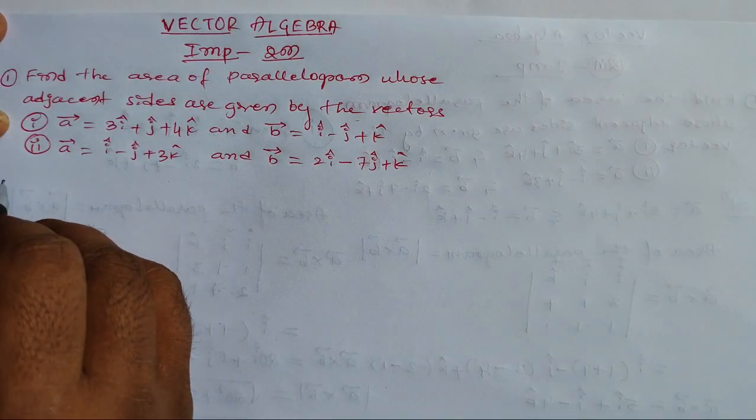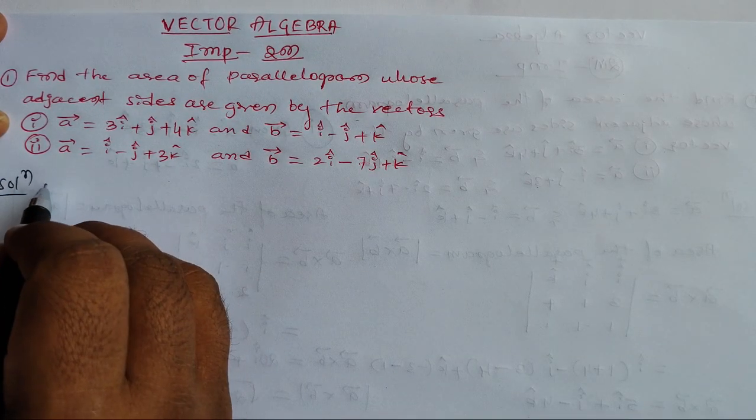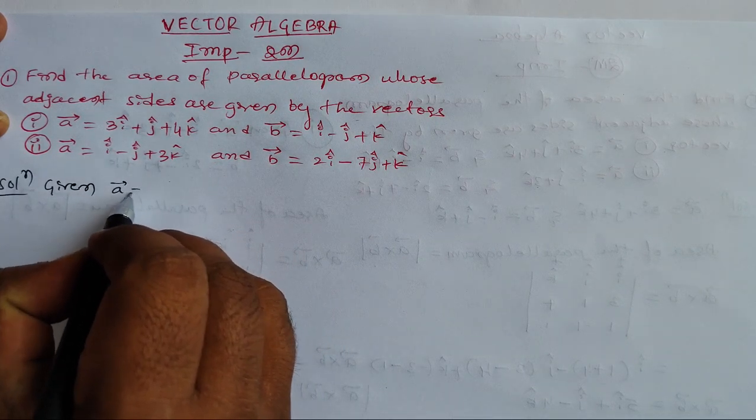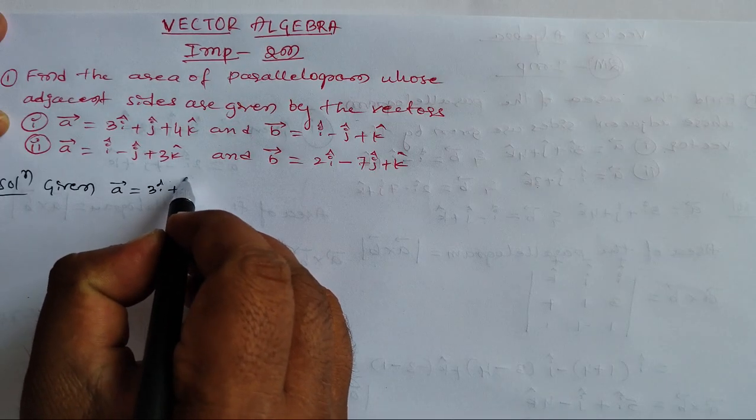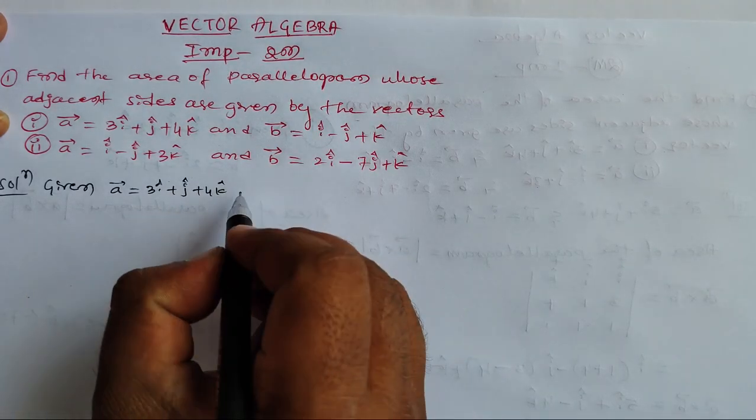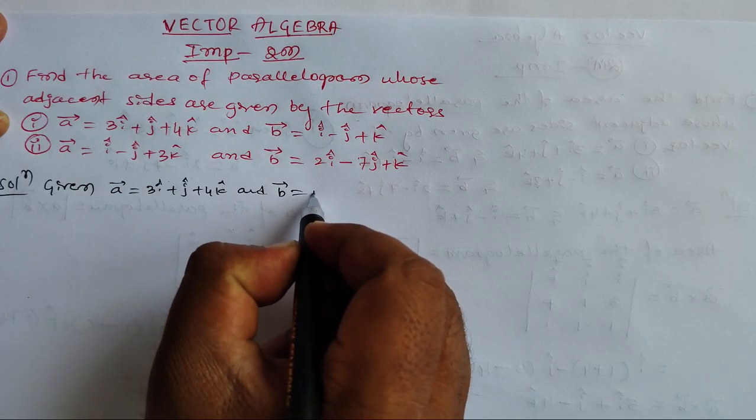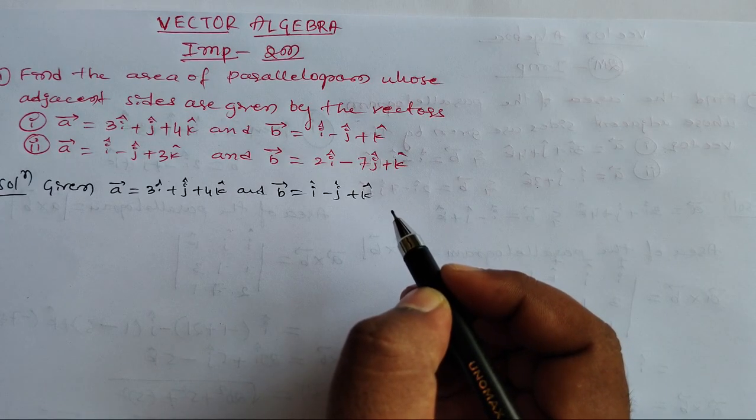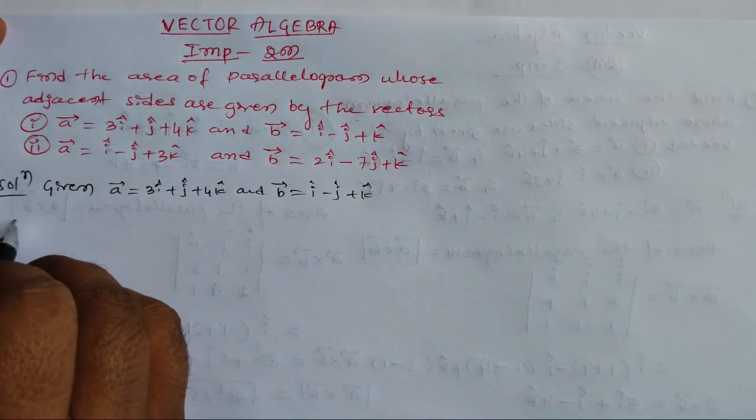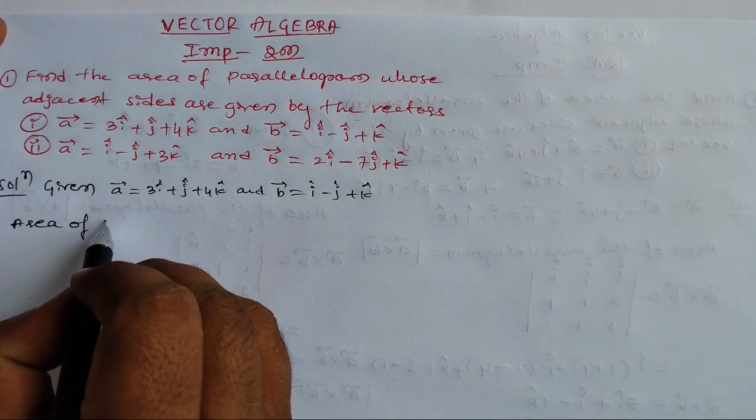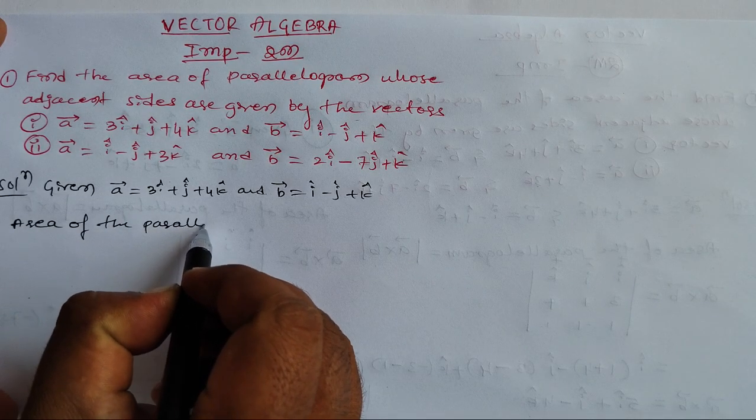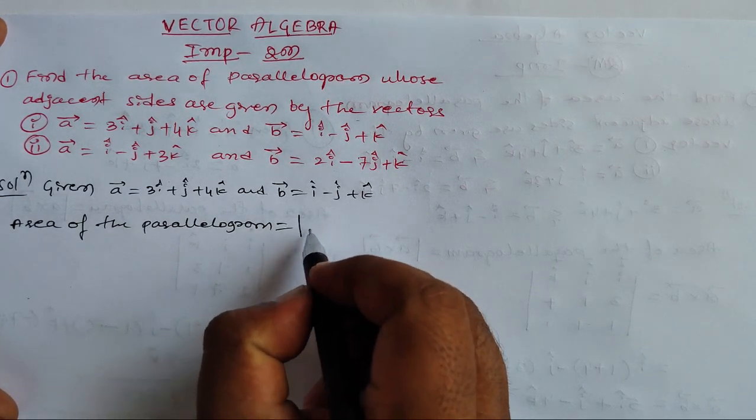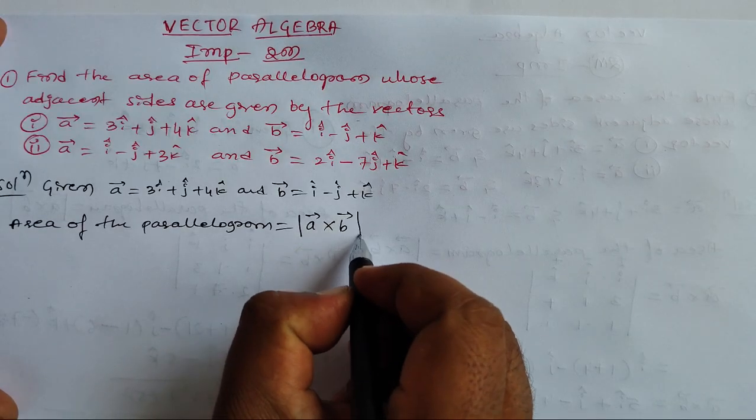Okay, so solution, first write the given vectors, given adjacent sides. A vector equal to 3i plus j plus 4k and b vector equal to i minus j plus k. You know the area of the parallelogram formula, area of the parallelogram is equal to magnitude of a vector cross b vector, right?